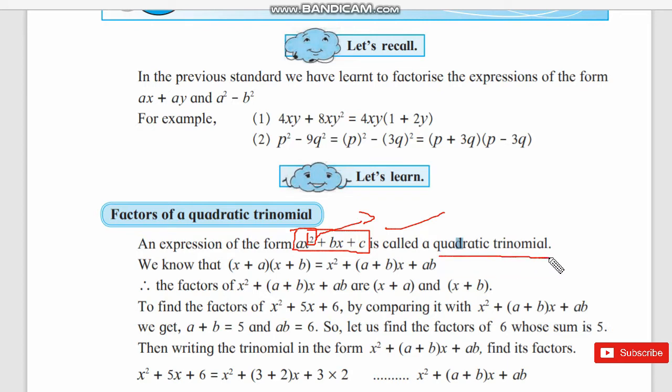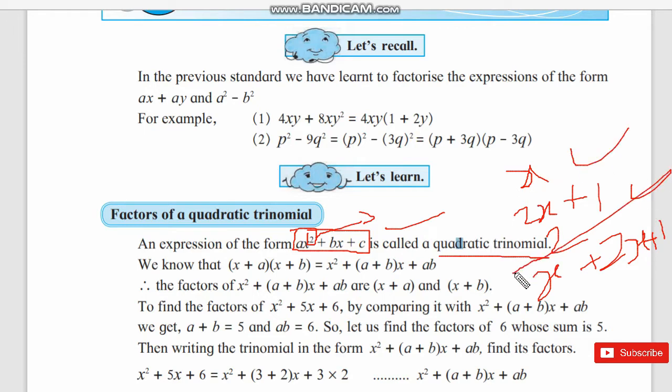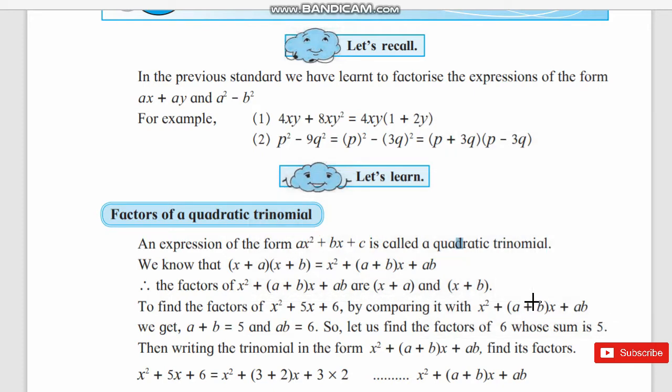expression. Here is the quadratic trinomial. We can say this is x. When we write it, it is the monomial. 2x plus 1 is called the binomial, and x square plus 2x plus 1 is called the trinomial. So this is the monomial, binomial and trinomial. We learned about the monomial, binomial and trinomial in the previous chapters.